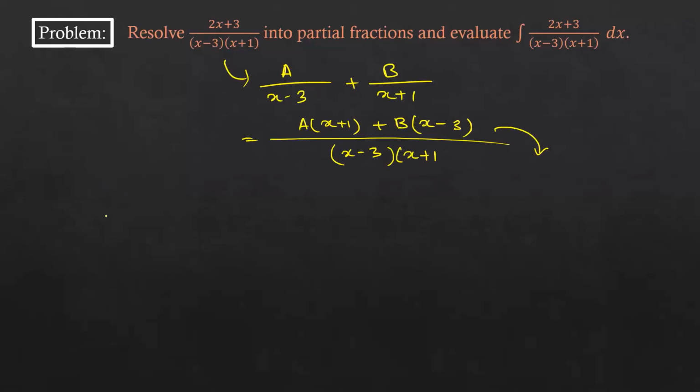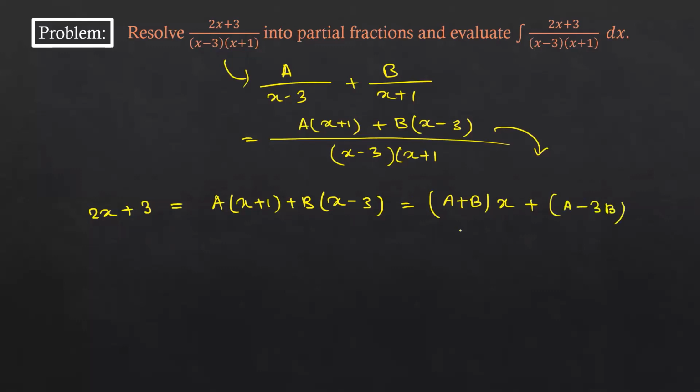That means if we compare these two terms, you have 2x plus 3 equal to A times x plus 1, plus B times x minus 3. So this will be x, and what is the coefficient of x? Here the coefficient of x will be A, and there is B. That means A plus B times x, and plus here you have A minus 3B. Now you can compare these two terms. That means this A plus B will be 2, and this A minus 3B will be 3, no?